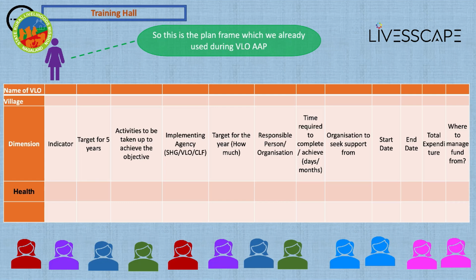what is the time required, whether it is in days or months, whatever it is, which organization are they going to seek support from, the start date of that activity, end date of the activity, and the total expected expenditure that the CLF may assume considering the previous experience. And finally, where to manage the fund from. So whether the funds would come from their own corpus or there are certain schemes where the CLF can take help from. So this is the format which is also used for the VLO annual action planning. A similar format will be used for the CLF annual action consolidation.